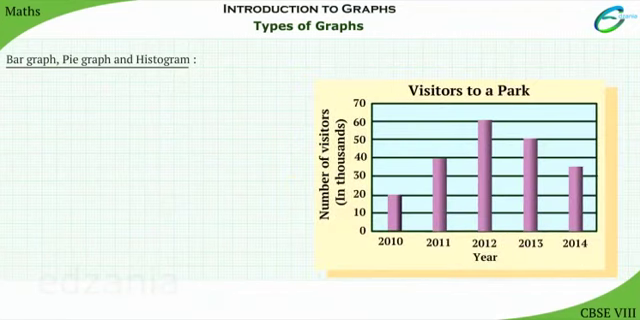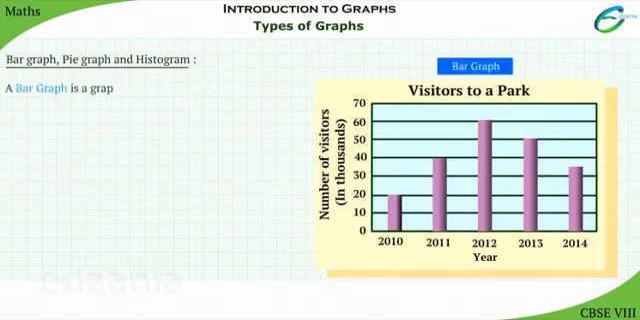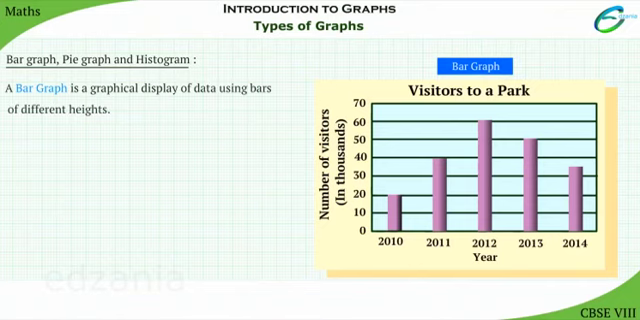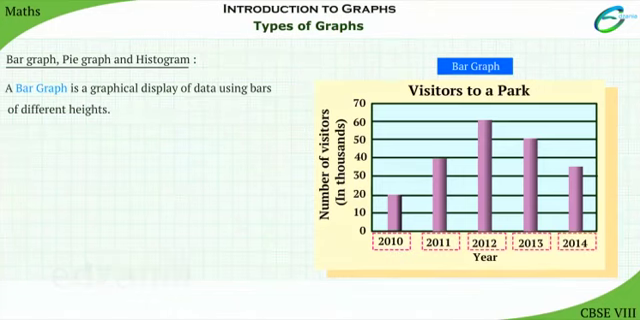Let's consider the first graph. What do we call this kind of graph? A bar graph. A bar graph is a graphical display of data using bars of different heights. This graph shows the number of visitors to a park from the year 2010 to 2014. It helps us to compare and tell the variation in the number of visitors to the park in 5 years.